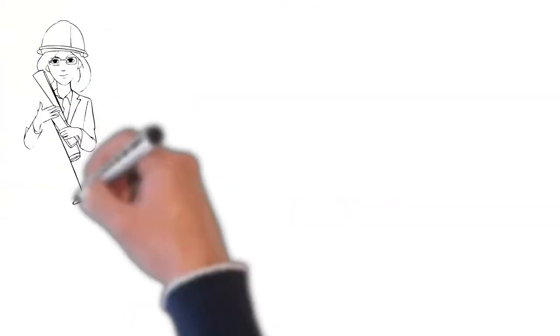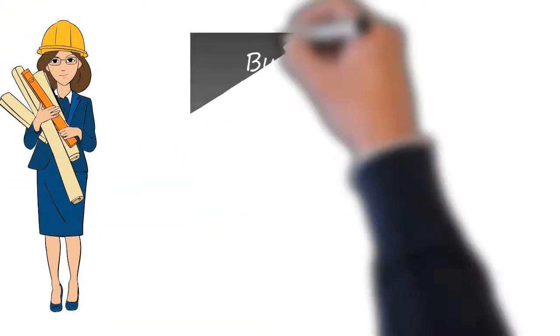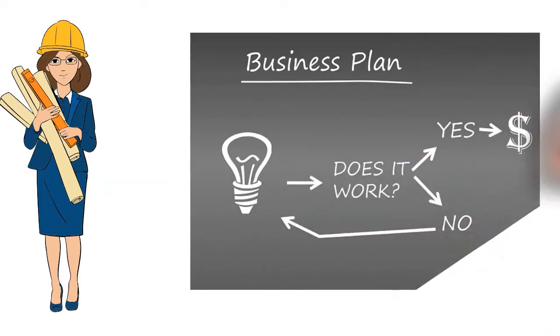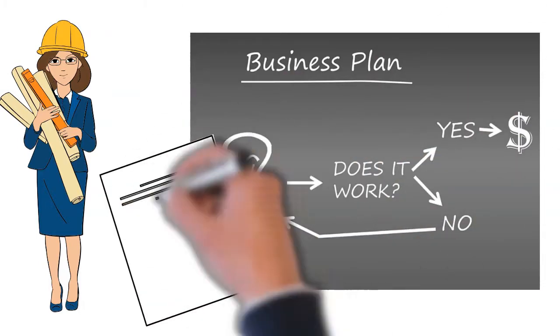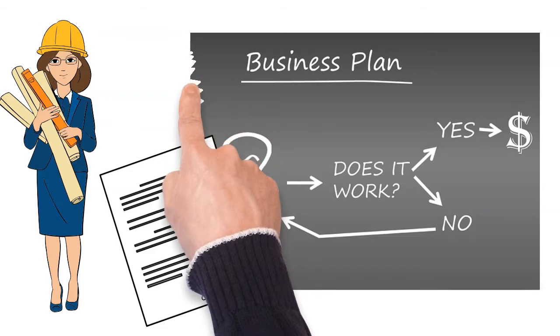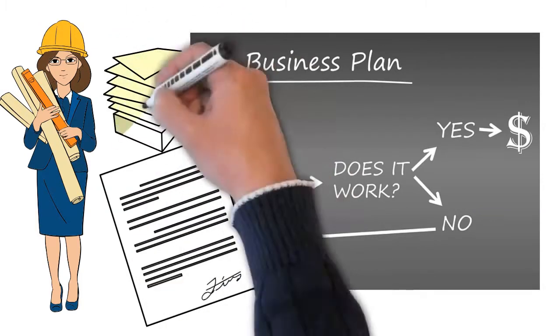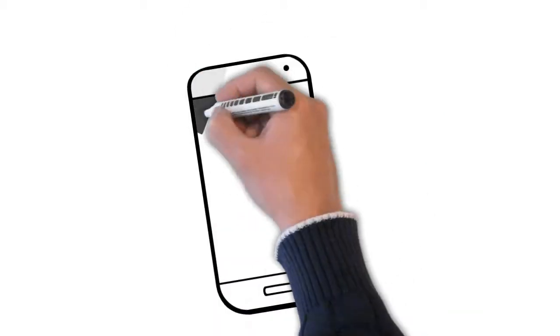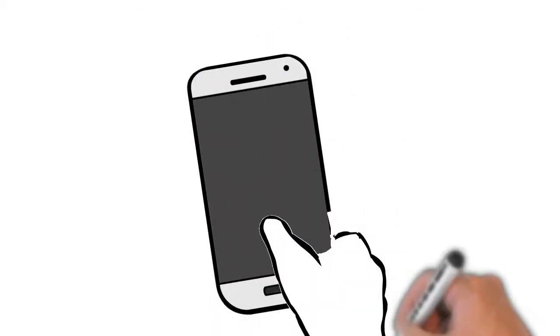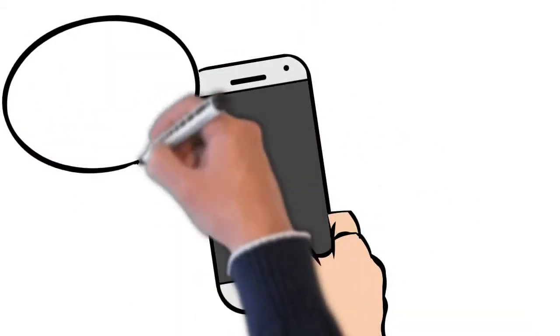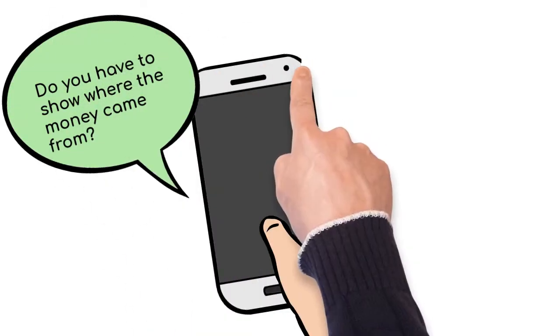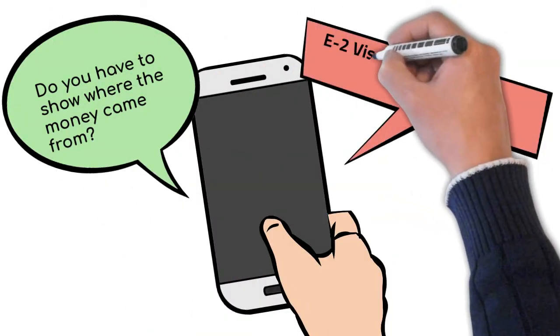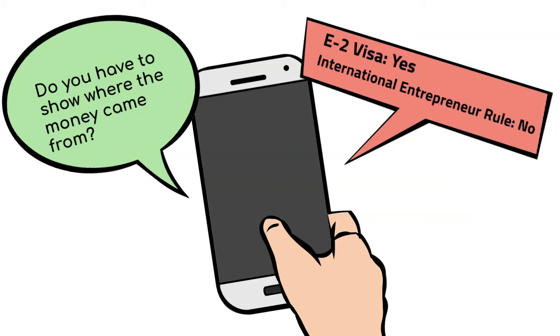Do you need a business plan? For the E-2 visa, normally yes. If you are buying, a business plan may not be required. The International Entrepreneur Rule requires a business plan as well. Do you have to show where the money came from? For the E-2 visa, yes. An E-2 visa has a strict source of funds requirement. On the other hand, the International Entrepreneur Rule does not have this requirement.